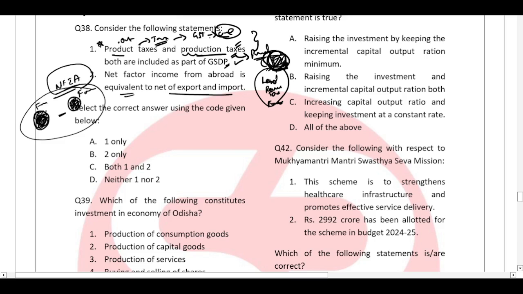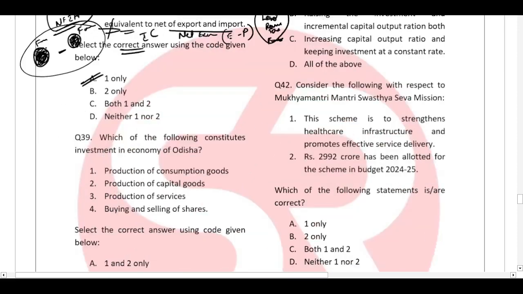Now this is talking about the net of export and import. Net of export and import is net exports, E minus P. So it is not equivalent to net factor income from abroad. So this is incorrect. Now select the correct answer. Only statement number 1 is correct. So for question number 38, option 1 is the correct answer.